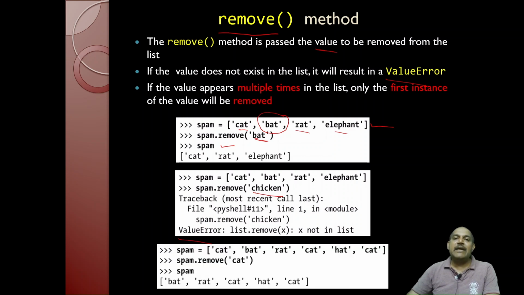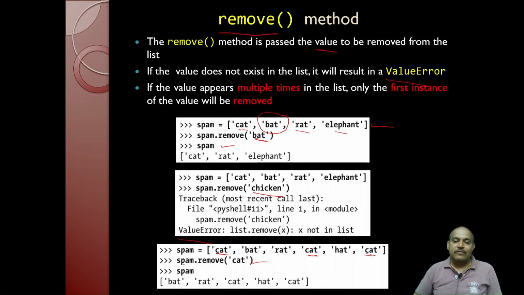In the second scenario, suppose the list consists of multiple cats. So you have a cat at the 0th index, a cat at index 3 and index 5. If I try to remove cat, it will not remove all the values which are the same as cat. It only removes the first appearance of cat, that is at the 0th index.